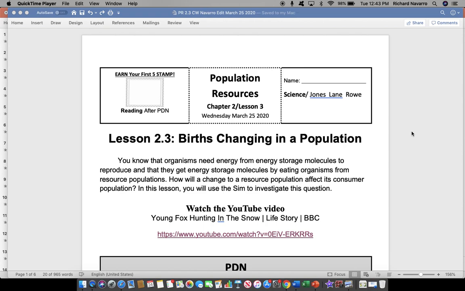So let's get started. You know that organisms need energy from energy storage molecules to reproduce, and that they get energy storage molecules by eating organisms from other resource populations. How will a change to a resource population affect its consumer population? In this lesson, you will use the sim to investigate this question.